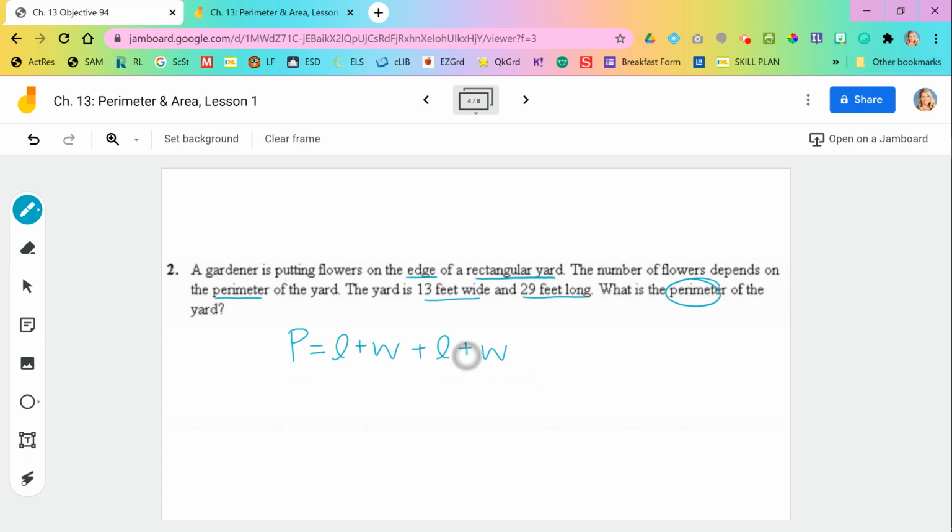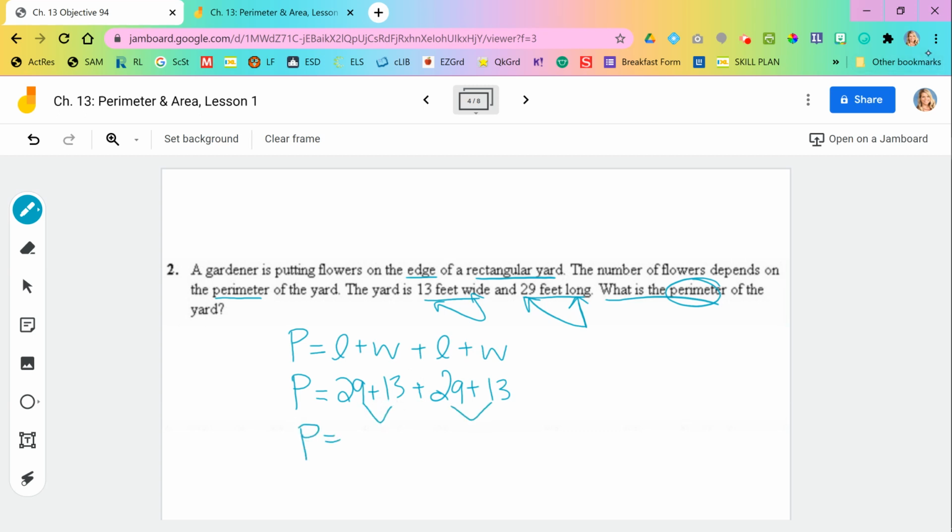So let's plug in what we know and what we don't know. I do not know perimeter because it asks what is the perimeter, so I'm going to leave this a P. My length is 29 feet long. My width is 13 feet wide. So I'm putting this underneath where it corresponds. I'm going to drop down my plus signs, and I'm going to add.